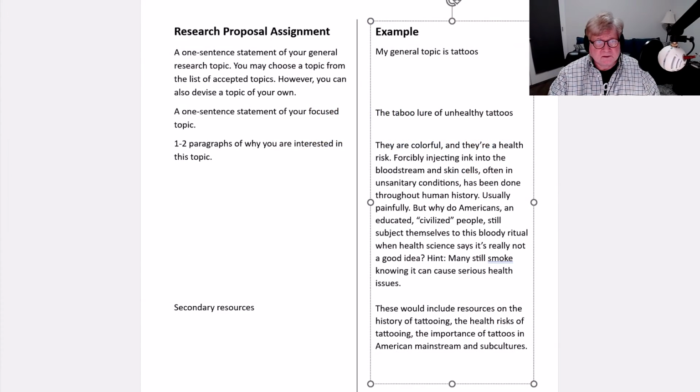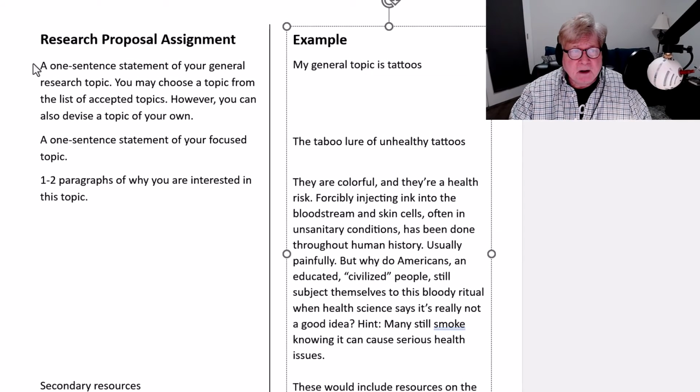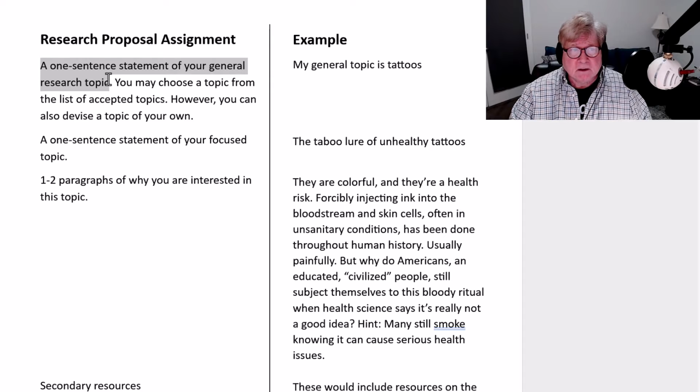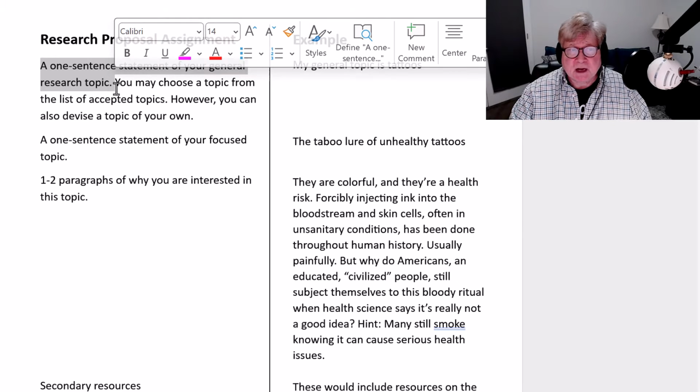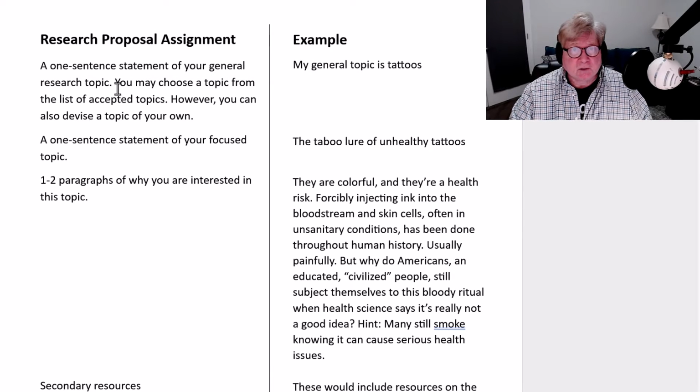I'm going to put this down. And here is an example of what I want you to turn in. The research proposal assignment. Now keep in mind that the first element is a 1-sentence statement of your general research topic. Remember, it's general. All you need is a word or a phrase at this point.